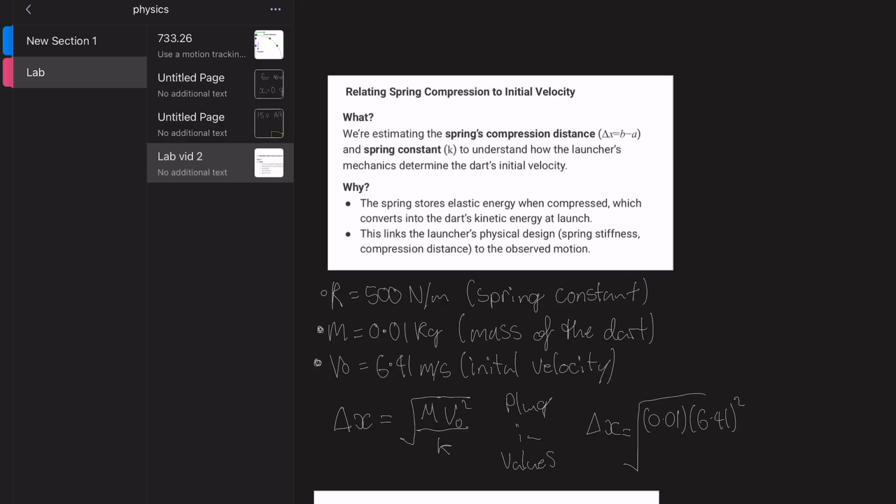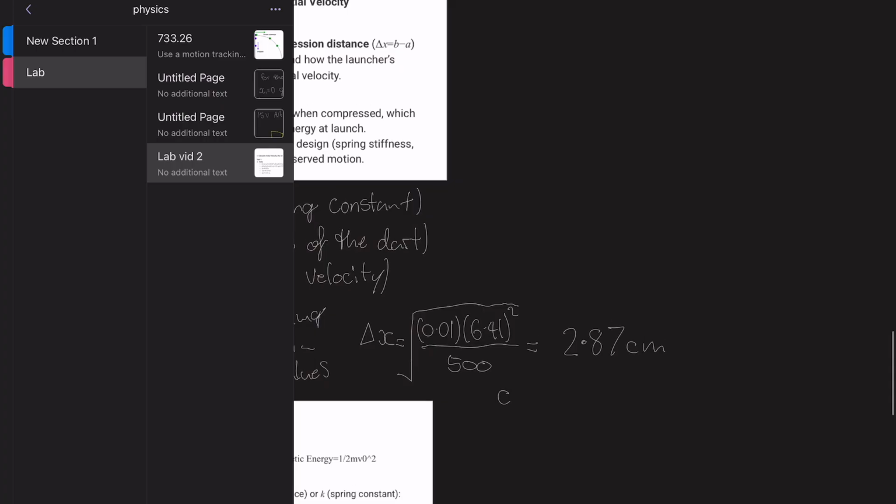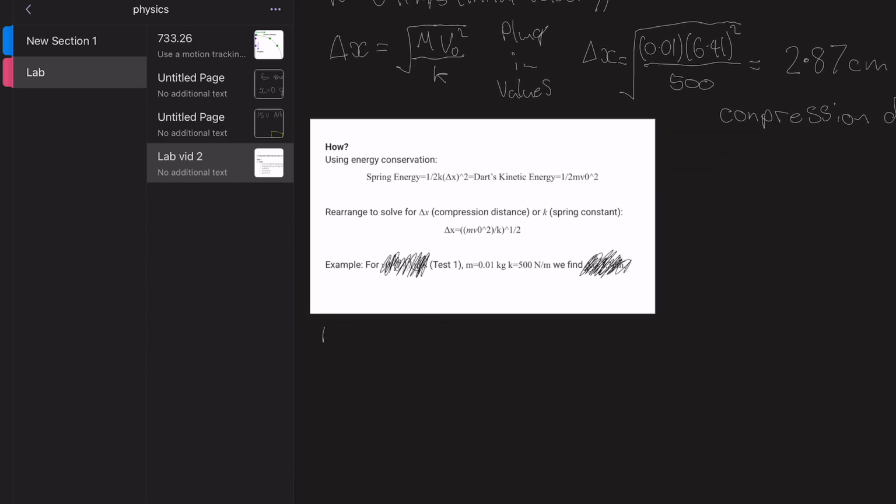Conclusion. By combining experimental data with physics, we determined the dart's initial velocity, estimated air resistance, and linked the launcher's spring mechanism to the dart's motion. This practical highlights the importance of accounting for real-world factors like air resistance and provides a foundation for more advanced analysis of projectile motion and energy transfer. It also underscores the value of experimentation and validation in understanding physics principles.